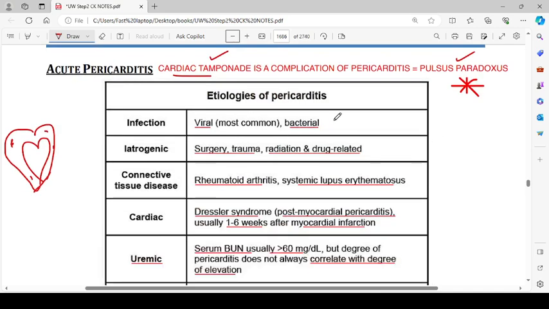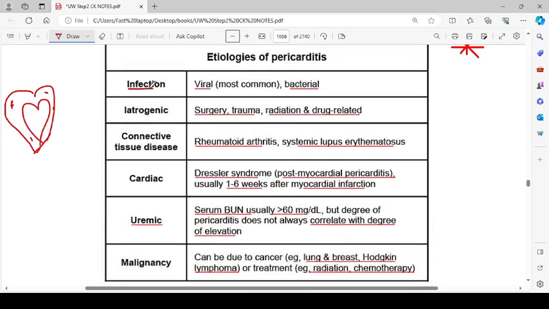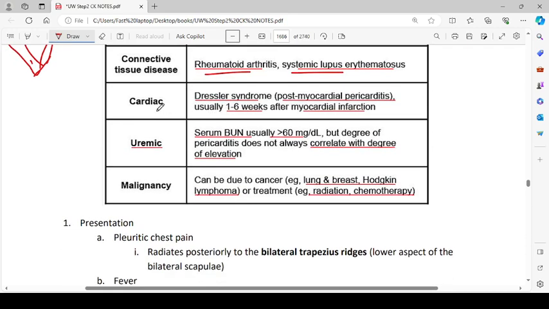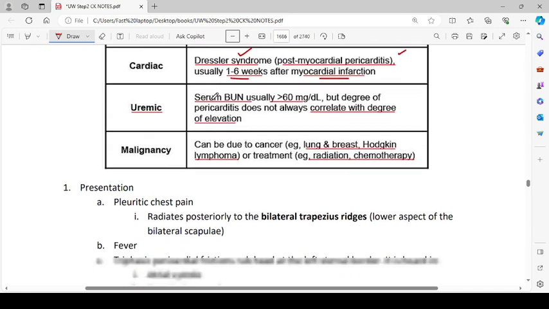So what are the etiologies of pericarditis? Firstly, we can have infectious etiologies, like viral, which is most common, or bacterial. Iatrogenic, like due to some medical procedure, for example, surgery, trauma, radiation, or drug related. Connective tissue disease like rheumatoid arthritis and systemic lupus erythematosus. Cardiac complications like Dressler syndrome. Dressler syndrome is an autoimmune pericarditis that can happen weeks to months after a myocardial infarction. It is post-myocardial pericarditis, usually 1 to 6 weeks after the myocardial infarction.